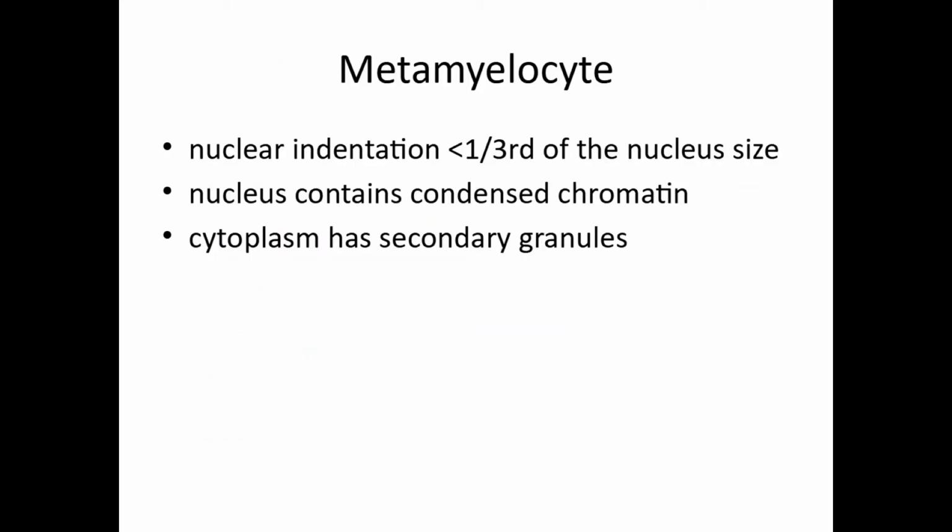Next cell in the lineage is a metamyelocyte. From this step onwards, there is a nuclear indentation. The nucleus won't be round or oval anymore. Instead, one deep cleft will develop in the nucleus. It will gradually deepen, eventually to give discrete lobes of a mature neutrophil. You call an indented myeloid cell a metamyelocyte when the nuclear indentation is less than 1/3 of the diameter of the nucleus. Here the nucleus will contain condensed chromatin and the cytoplasm will have secondary granules.